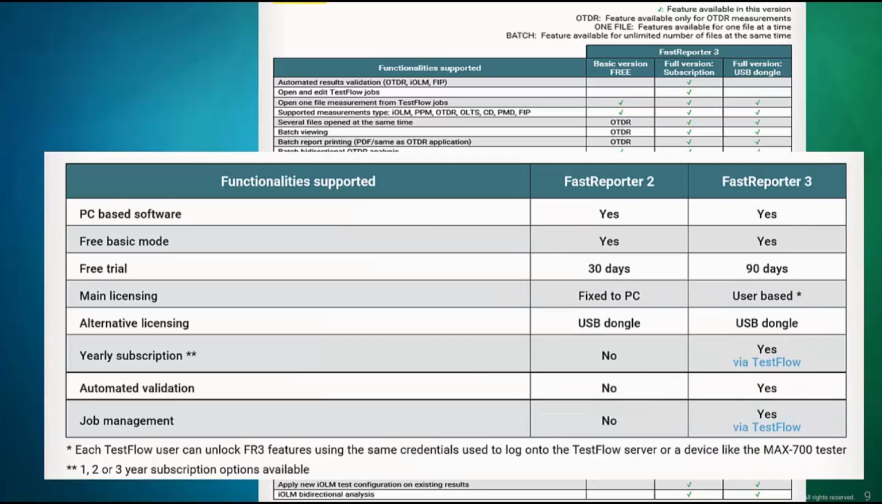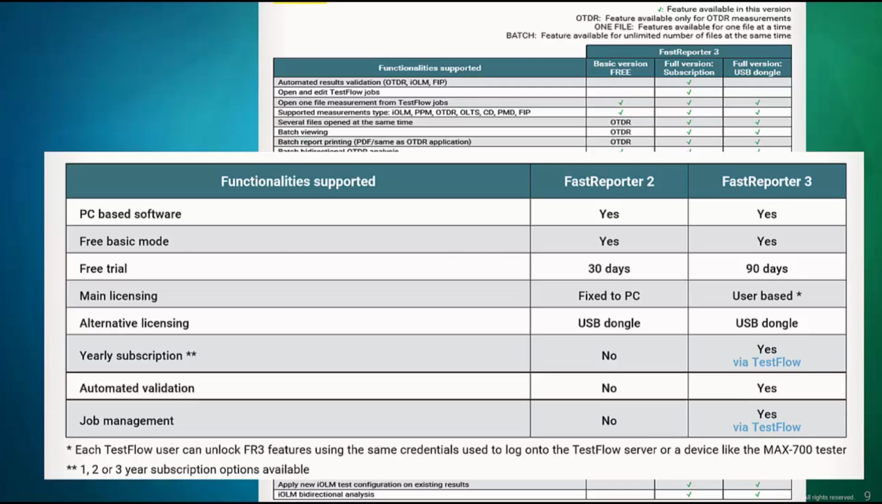And next you will see a comparison between our previous version, FastReporter 2, and the new FastReporter 3. A couple of the big items here is free trial now lasts 90 days instead of 30, so you can get used to it a little more before you purchase. The licensing of it is no longer fixed to a particular PC, but it is user-based, so it can be accessed on any computer that you install it on via your username and password.